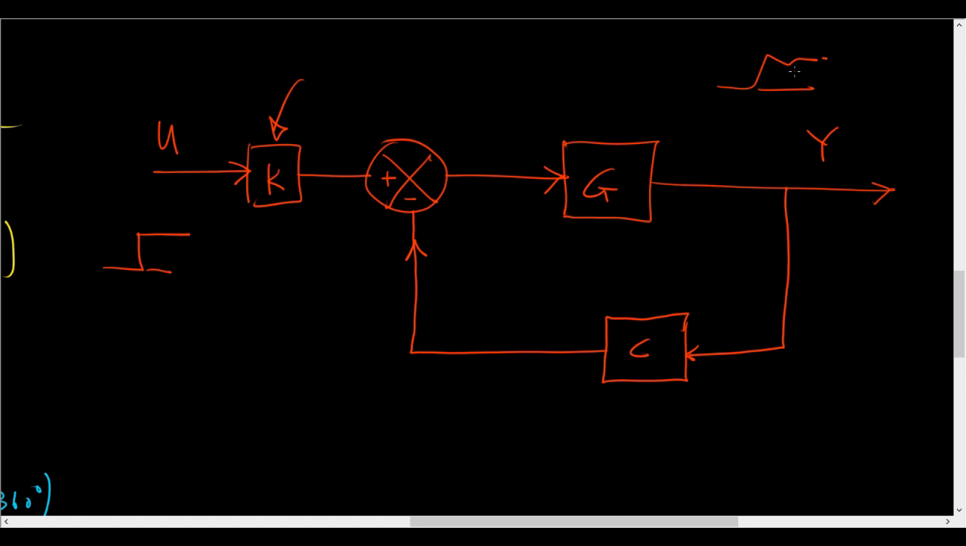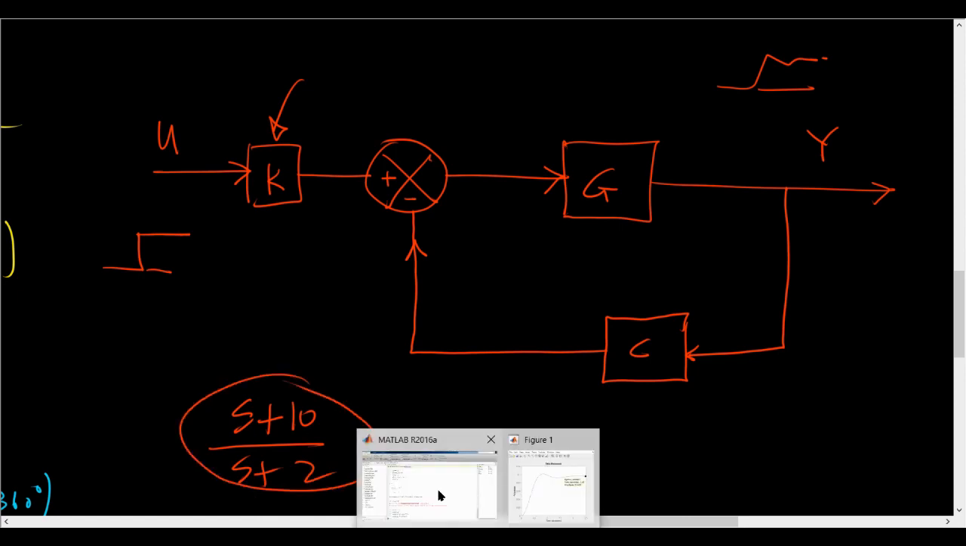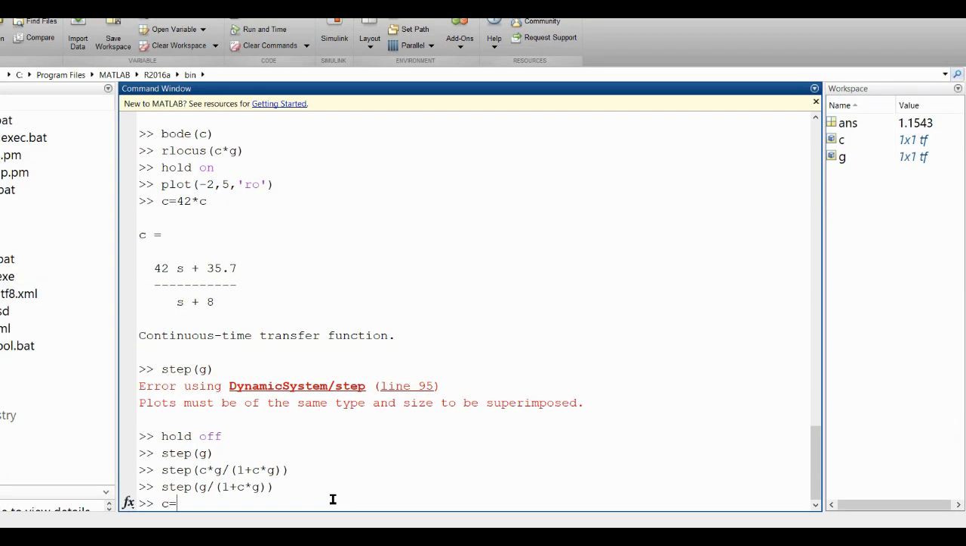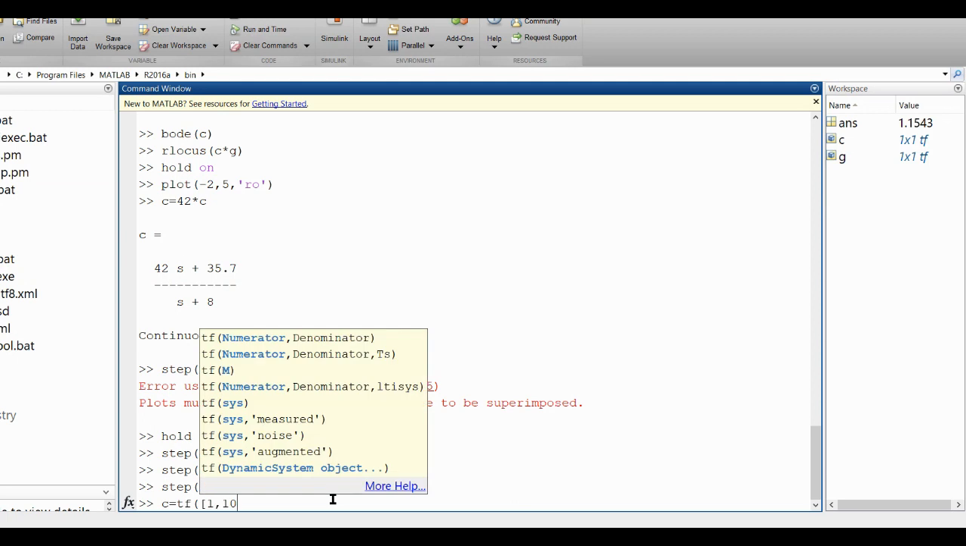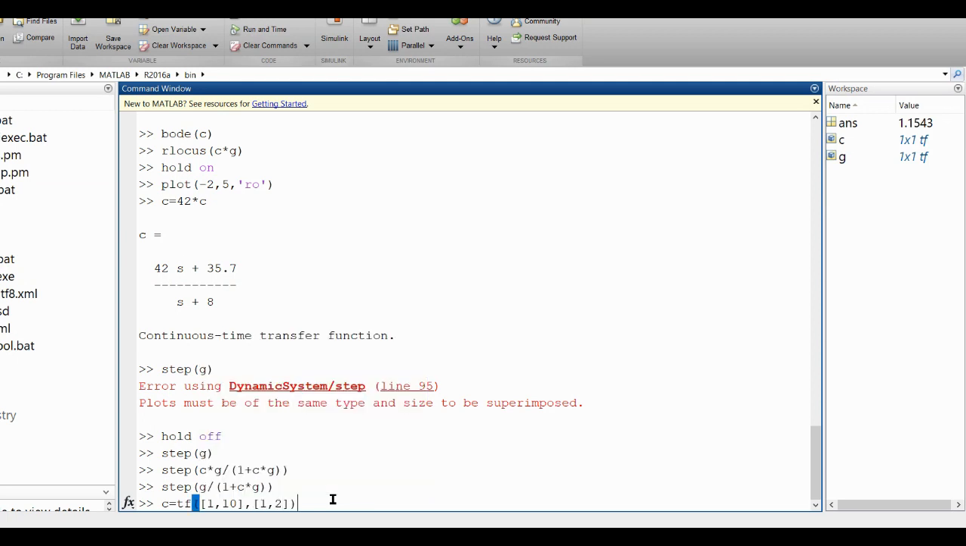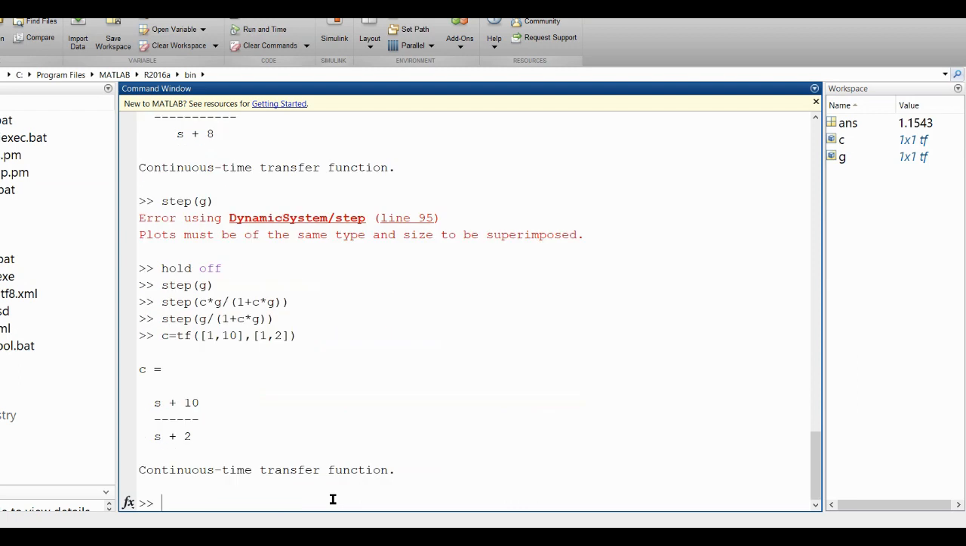We can also use lag compensators, which are, for example, s plus 10 over s plus 2. This is a lag compensator, and there will be situations where we may like to use it. So let us say c is equal to that, so that's a lag compensator. For s about 4, it's something like 1 over s or 10 over s or something like this. So that's something like an integrator, so that lags.